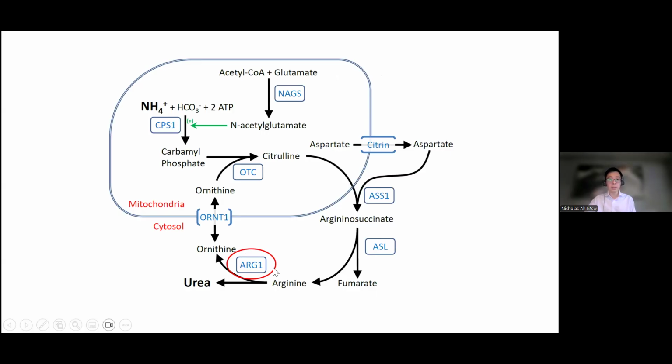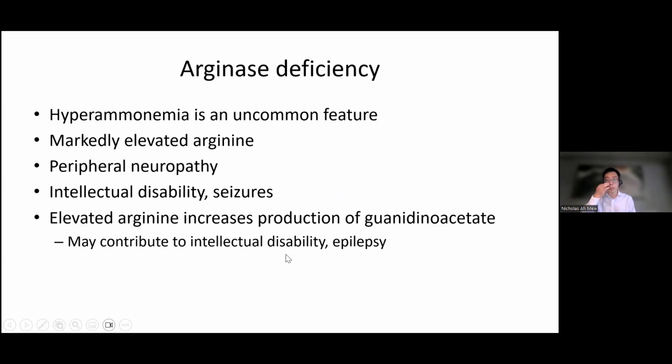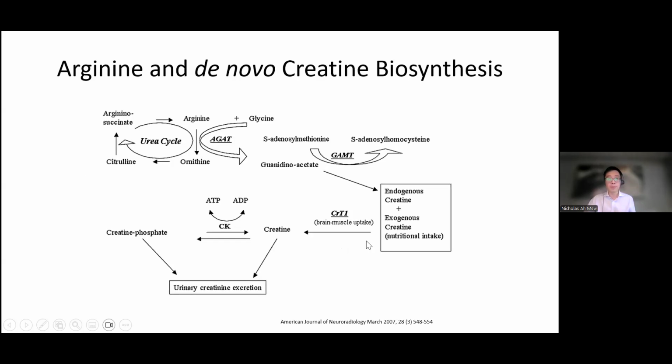This next enzyme here is arginase 1, which is a little bit unique because it is as distal as it is. Hyperammonemia is an uncommon but certainly possible feature of the condition. You'll see markedly elevated arginine, as well as some other features that include peripheral neuropathy, intellectual disability, and seizures. This phenotype is in part a result of the fact that elevated arginine increases production of guanidinoacetate. So you might have some features in common between arginase deficiency, for instance, and GAMT deficiency.